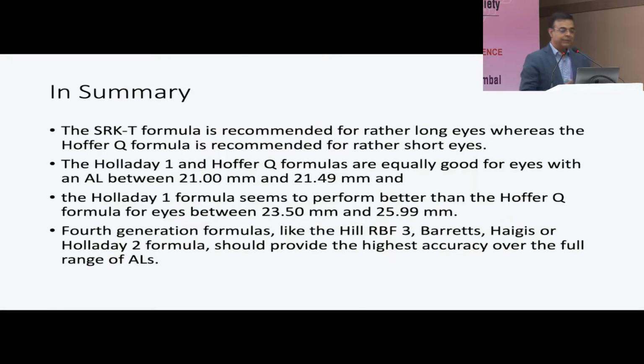So to summarize, the SRKT formula is recommended for the rather long eyes, whereas the Hoffer Q is recommended for the short eyes. This is what we've always done. And currently, I think the 4th generation formulas, which we just spoke about, the Hill RBF3, the Barrett's, Haigis, and the Holladay 2, should provide the highest accuracy. But you have to always look at them with a very keen eye, and then you won't make many mistakes.